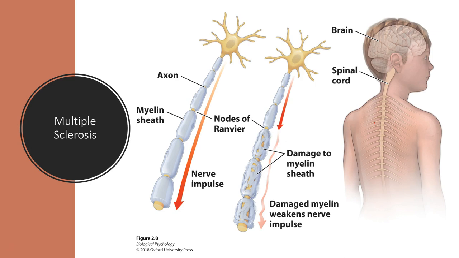But because, again, we rely so heavily on myelin to conduct the nerve impulse, any damage to it can ultimately affect nervous system function in human beings.